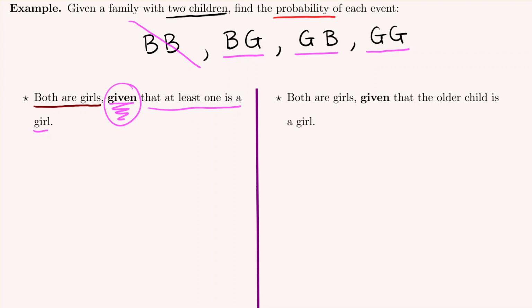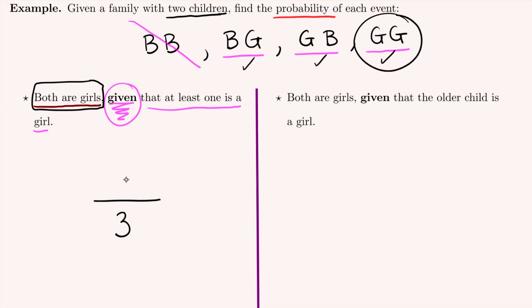So in terms of probability, what we're looking for is both being girls, out of our total possibilities. Well, the total possibilities are 1, 2, 3 possibilities with at least one girl. And of those 3 possibilities, the only way we could get both being girls is this 1. So the probability is 1/3.